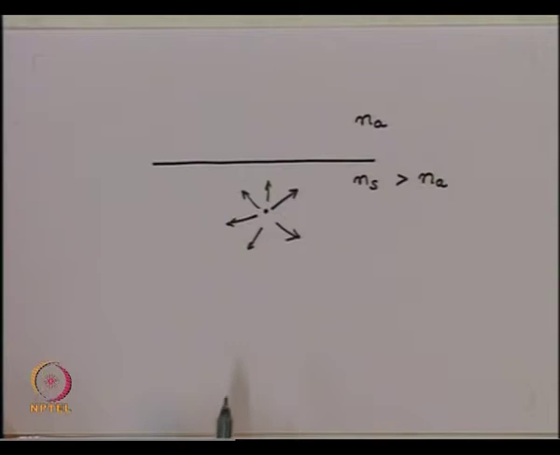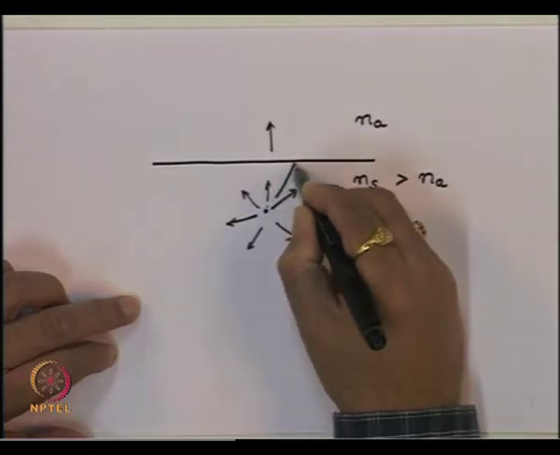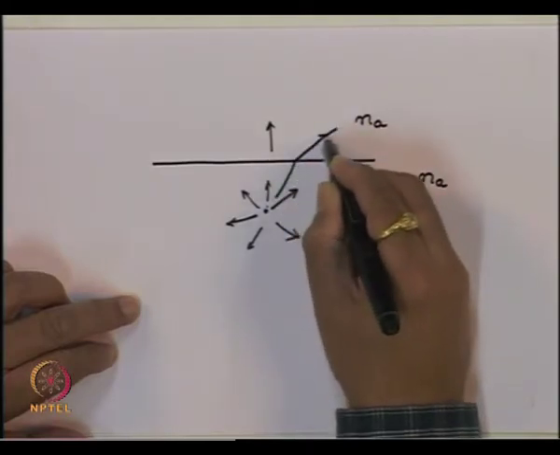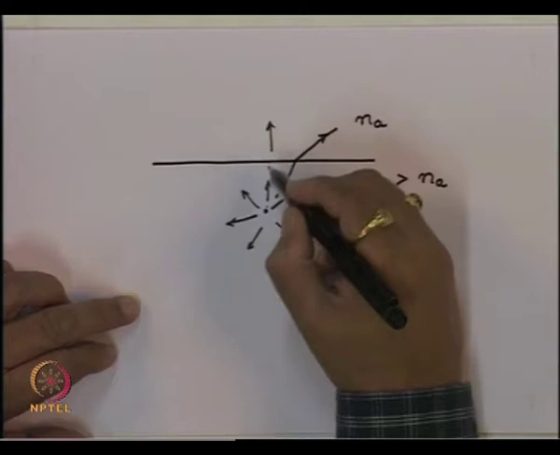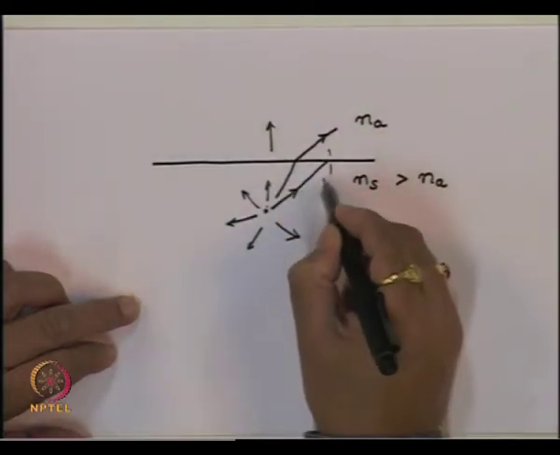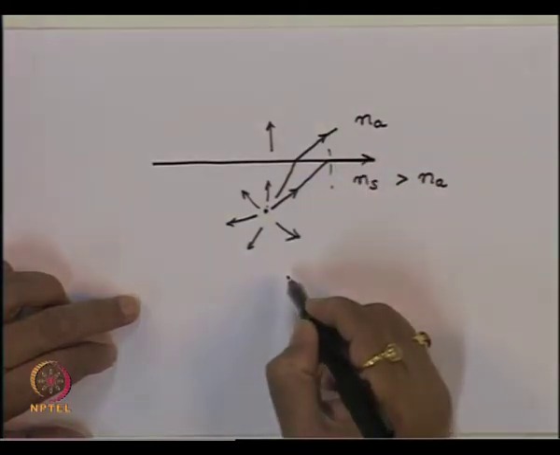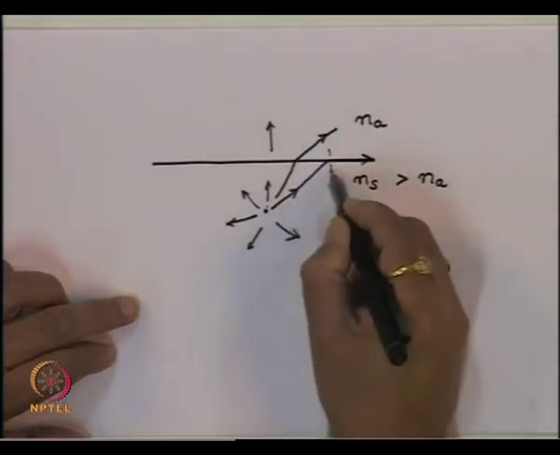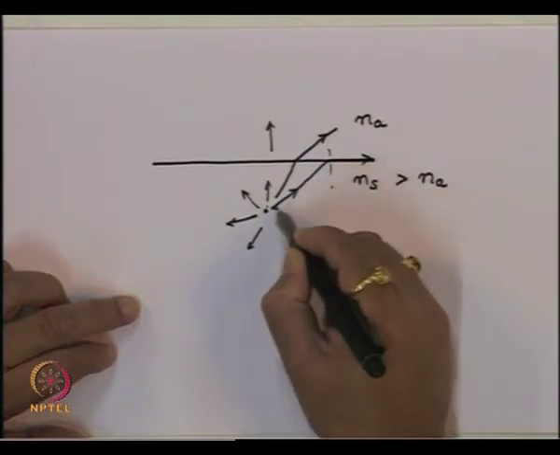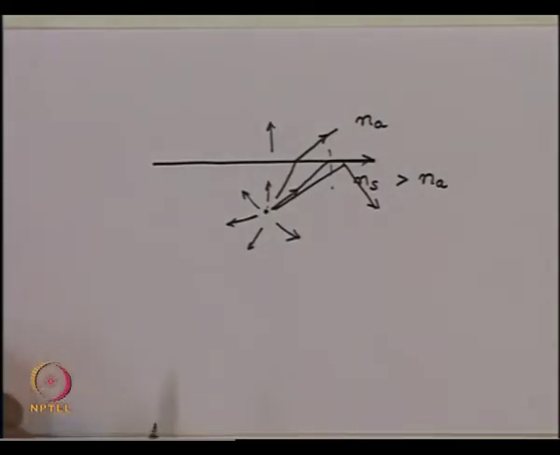So, what is happening is that the photon which is going like this will come out, the photon which is going this way will get reflected like this, the photon which goes like this, maybe if this angle is equal to the critical angle, it will start moving like this. But if the angle is more than this angle, then the photon will be reflected back inside the semiconducting material.